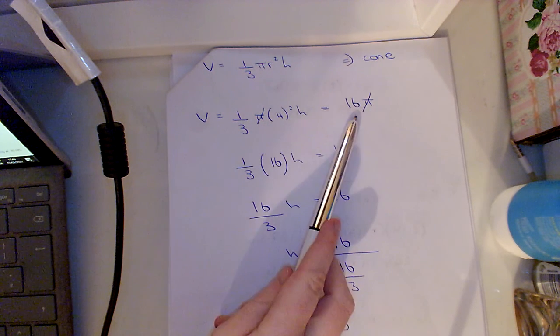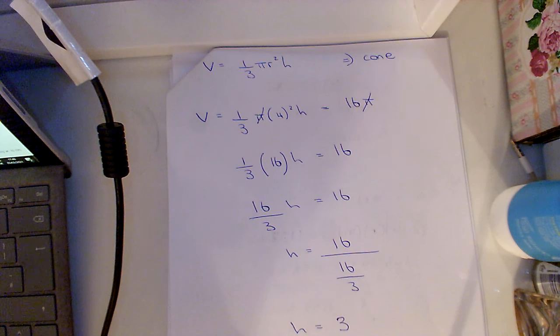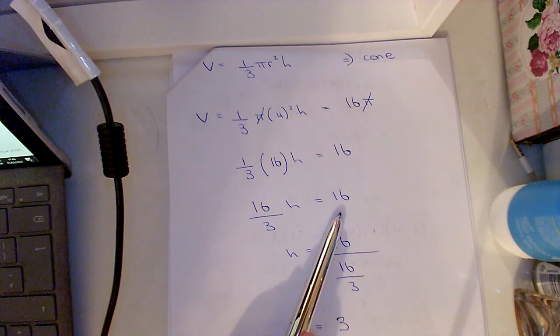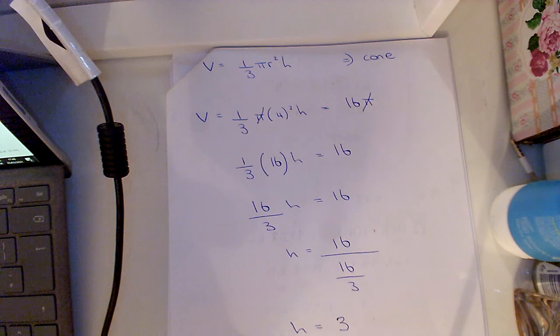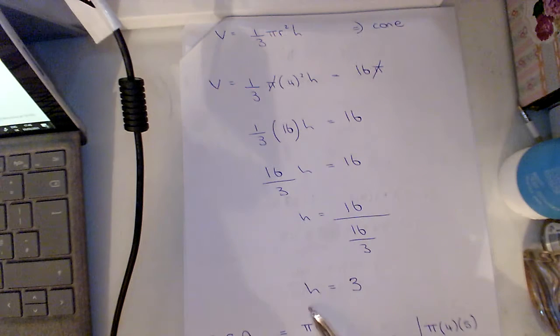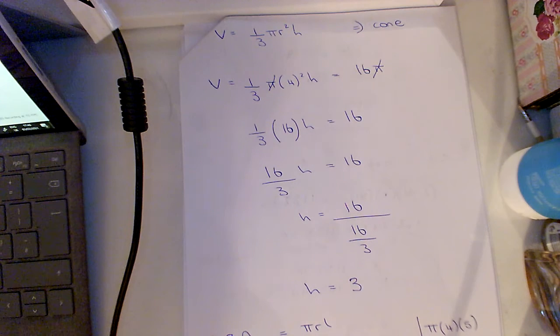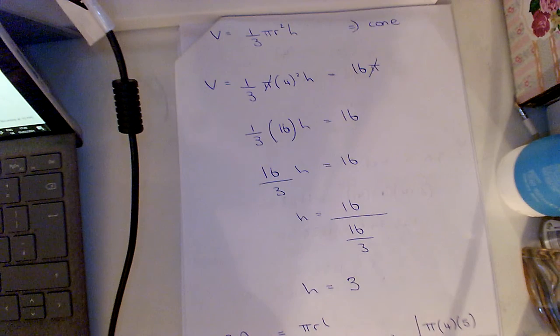I divide across by pi, and I'll have 4 to be squared will give me 16, and 16 then times 1/3 will give me 16 over 3 h is equal to 16. I want to get h on its own, so I'm going to divide across by 16 over 3. So I put into my calculator 16 over 3, and I get my height is equal to 3. So now I have enough information to go off and fill in more parts of this table.